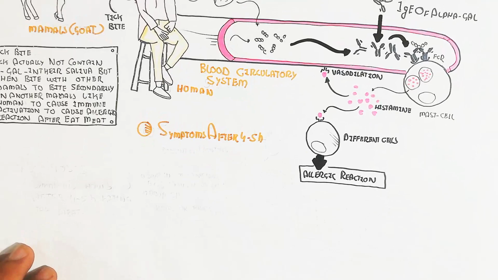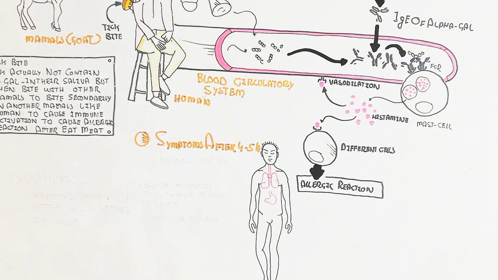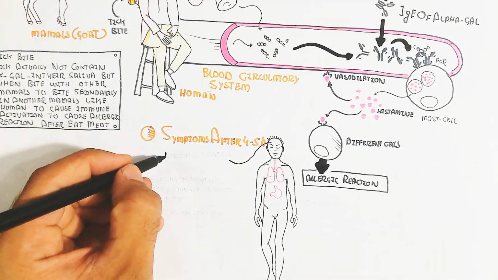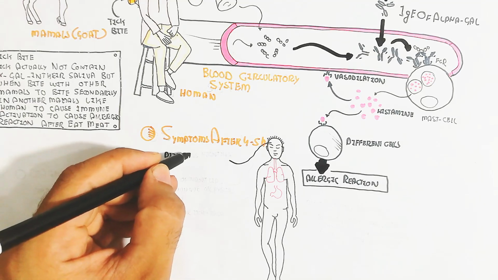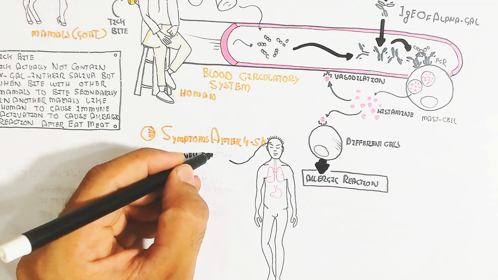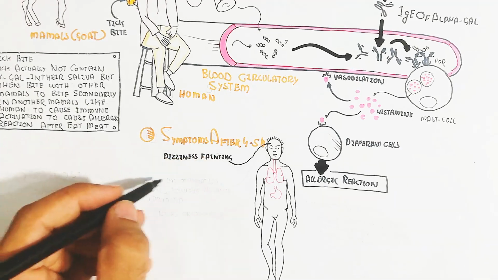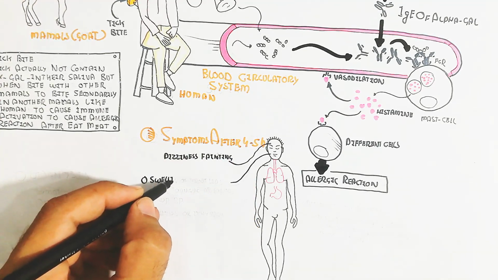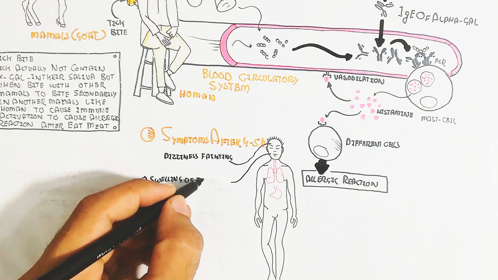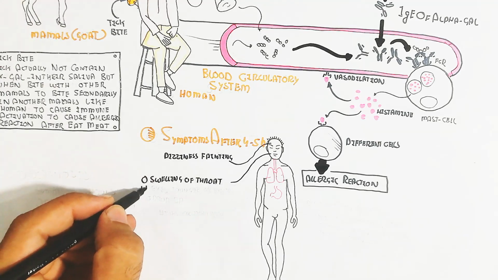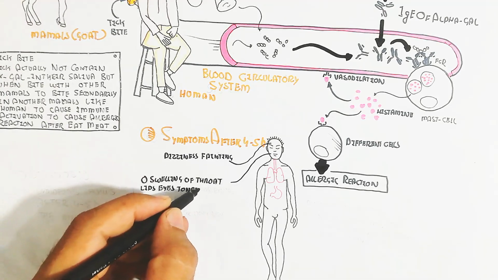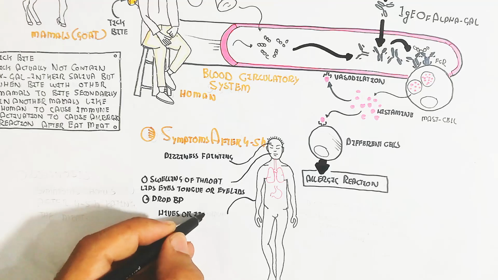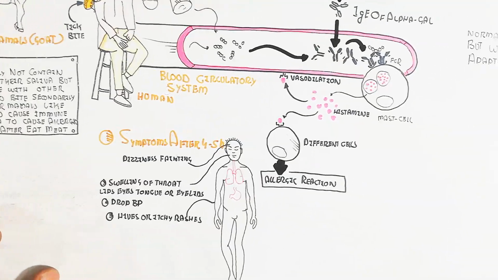Symptoms after 4 to 5 hours include dizziness and fainting. On the other hand, there are life-threatening symptoms, and a life-threatening allergic reaction like anaphylactic shock can occur. Swelling of the throat, lips, eyes, tongue or eyelids can occur, and a drop in blood pressure. The cause of the drop in blood pressure is the histamine production. Too much histamine will lead to a drop in blood pressure.